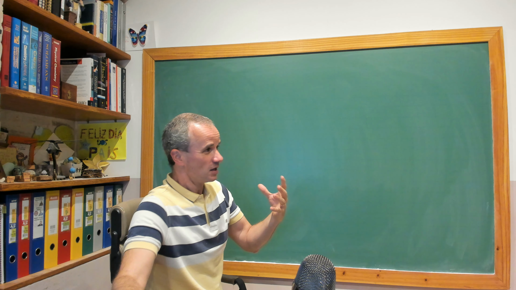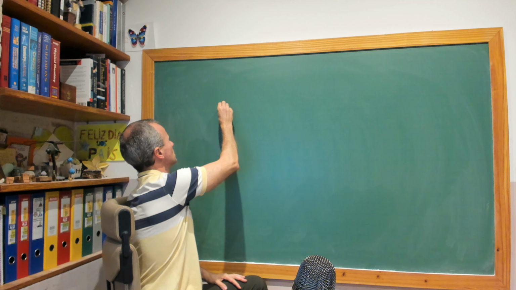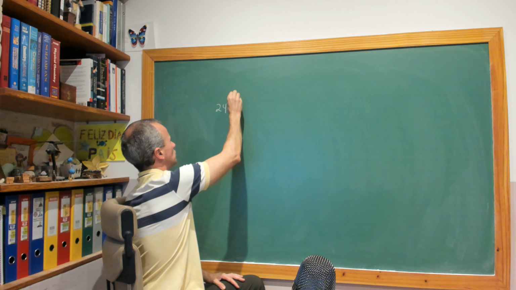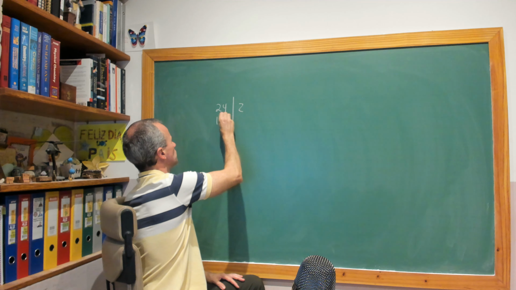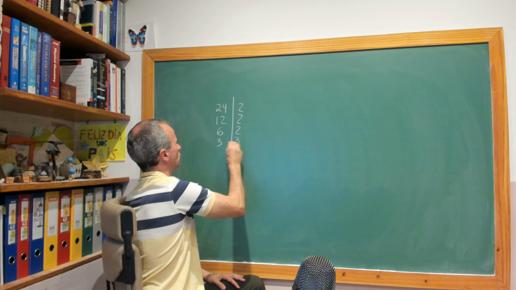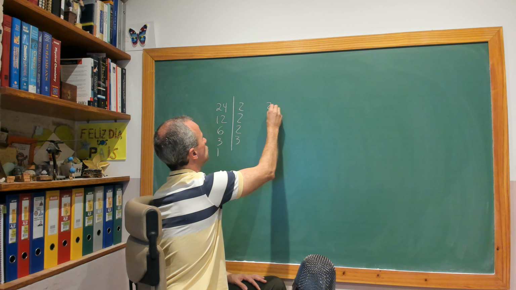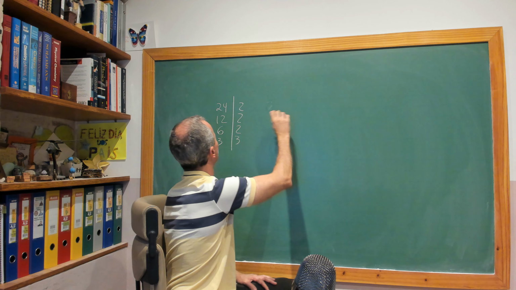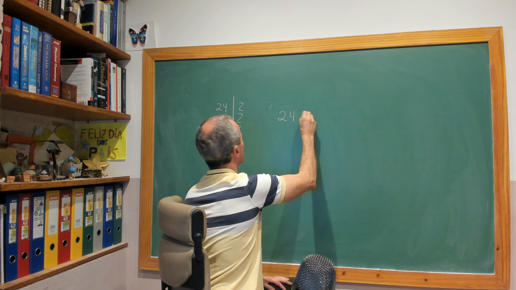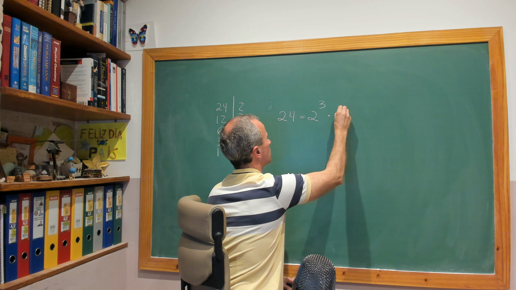When you factorize a number, for instance, let's factorize something simple, 24. Divide by 2, 12 by 2, 6 by 2, 3 by 3, 1. So 24 is what? Let's write it here. 24 equals, in prime factorization, 2 to the third times 3.